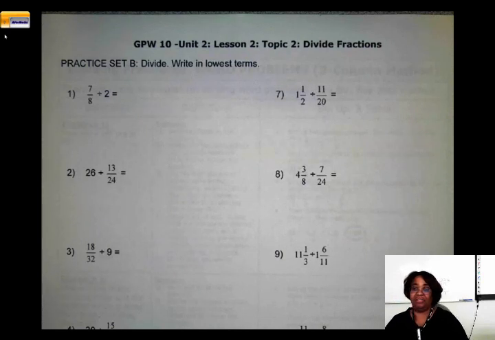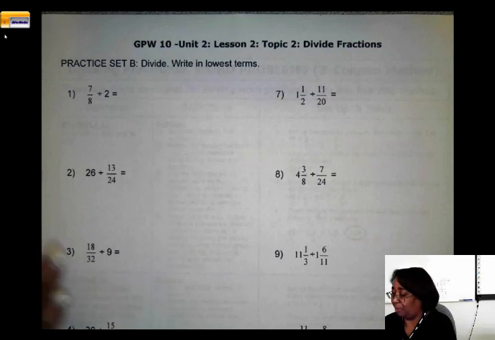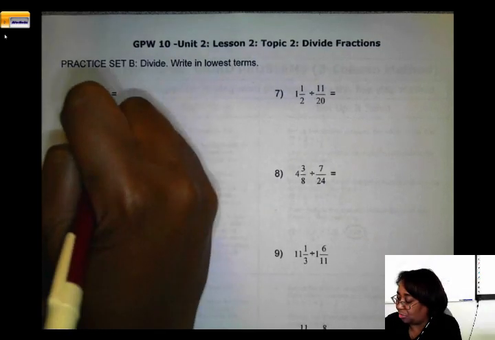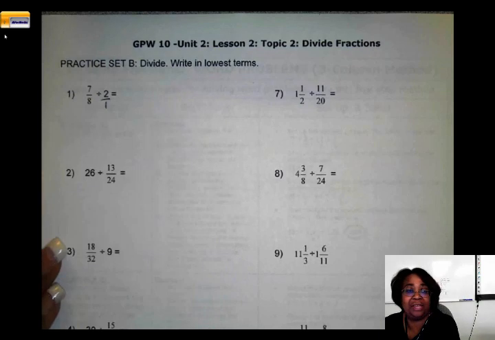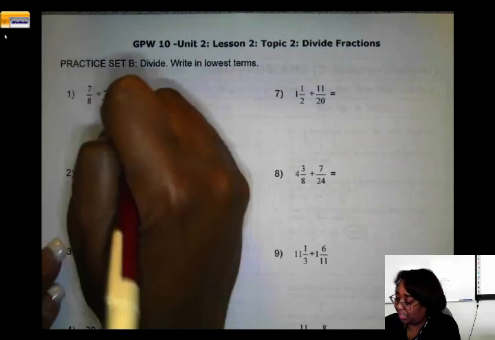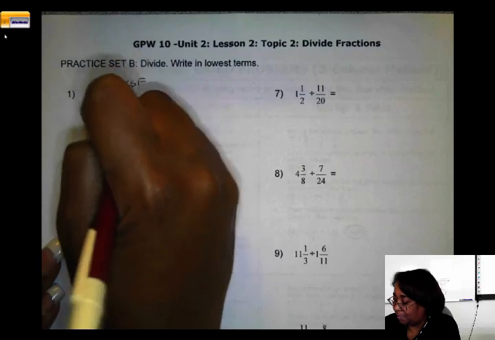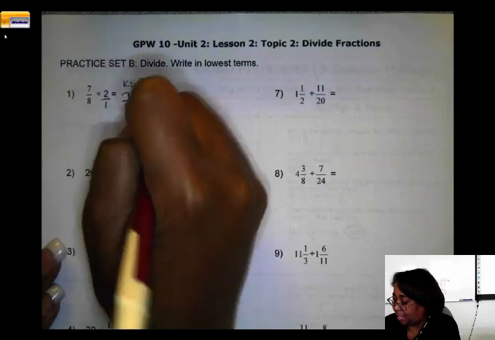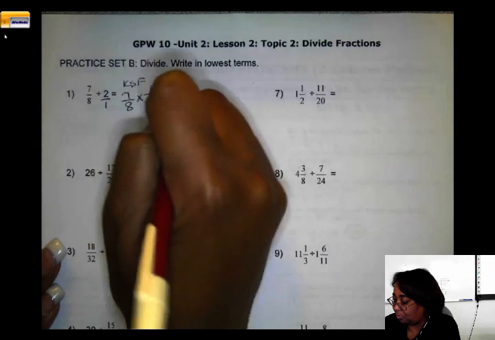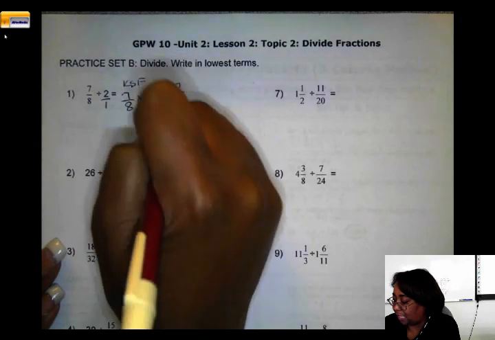All right, on page 4, you're going to have a couple of mixed numbers and whole numbers involved. The process is still the same. So on number 1, we're going to make the 2 improper. That's the first step. Then we're going to do keep, switch, and flip. Take 7/8 times 1/2. This becomes 7/16, and I can't cancel it.